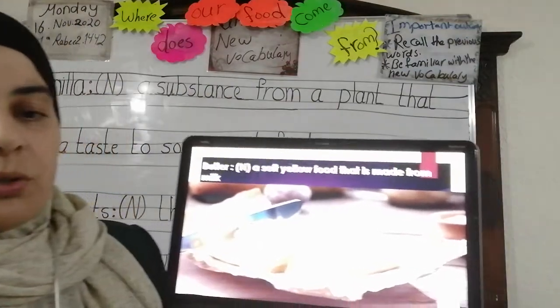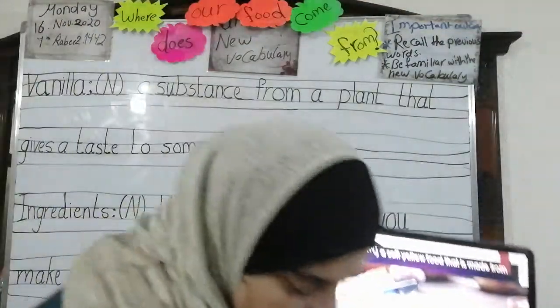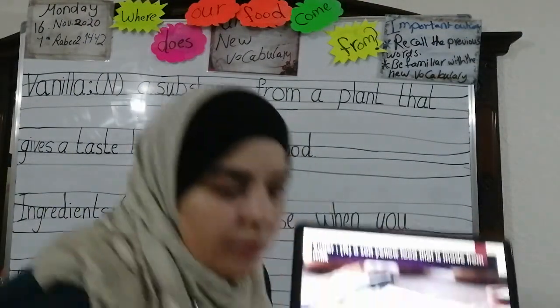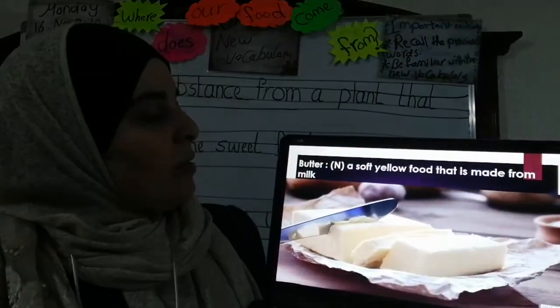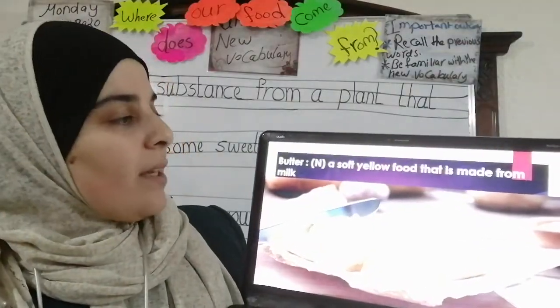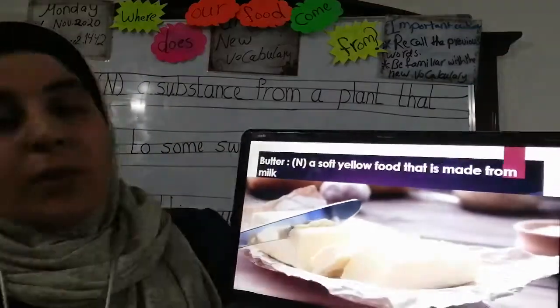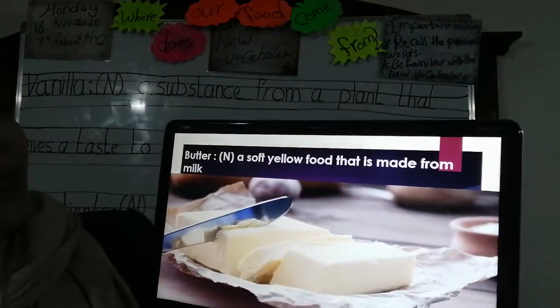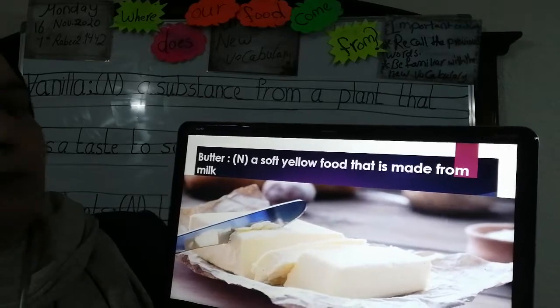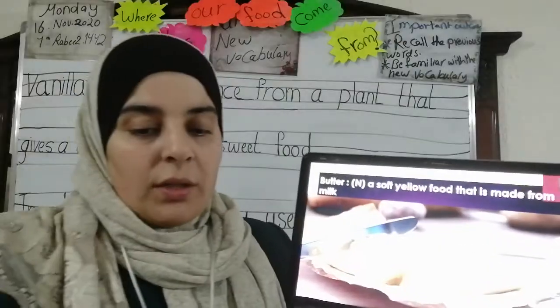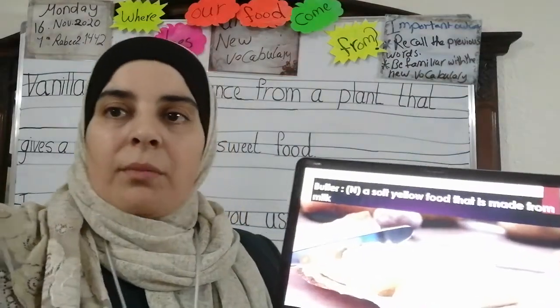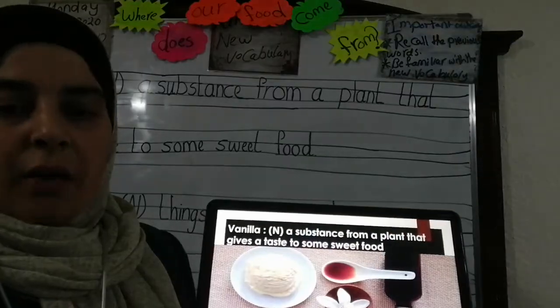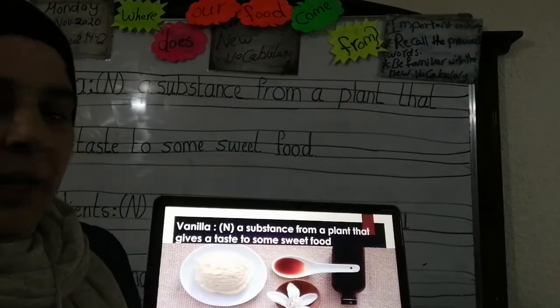We have butter. What is butter? Remember? Butter. Look at this one. This is butter. It's a soft yellow food that is made from milk, okay? Now, for the last time, butter, okay? Stay with me, coming back. Now, I'm back again.